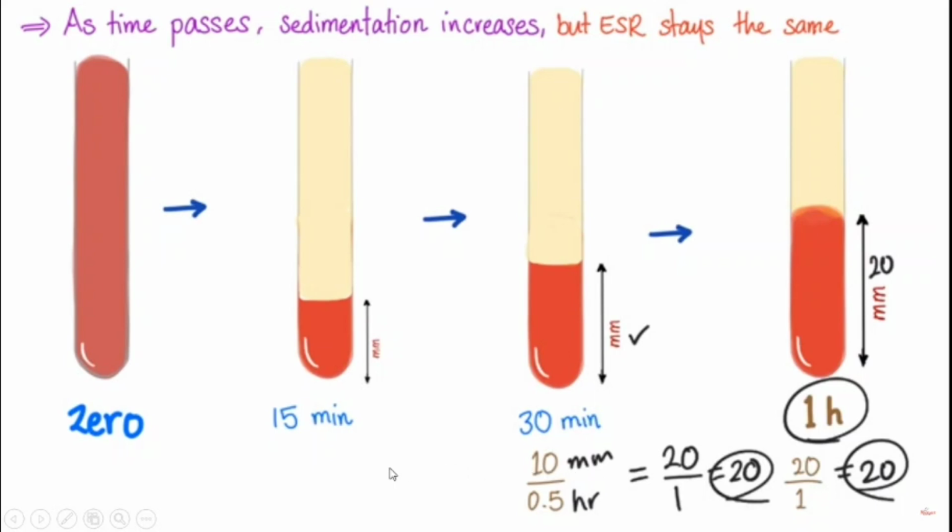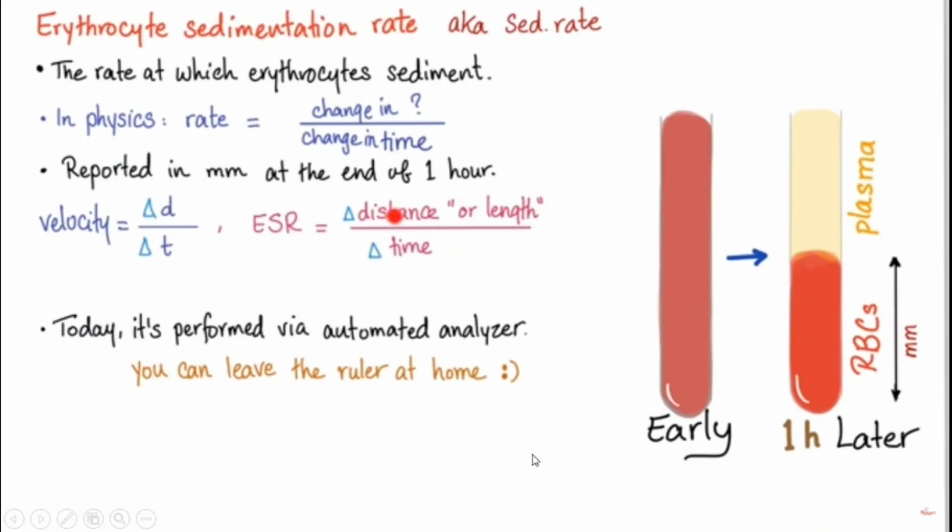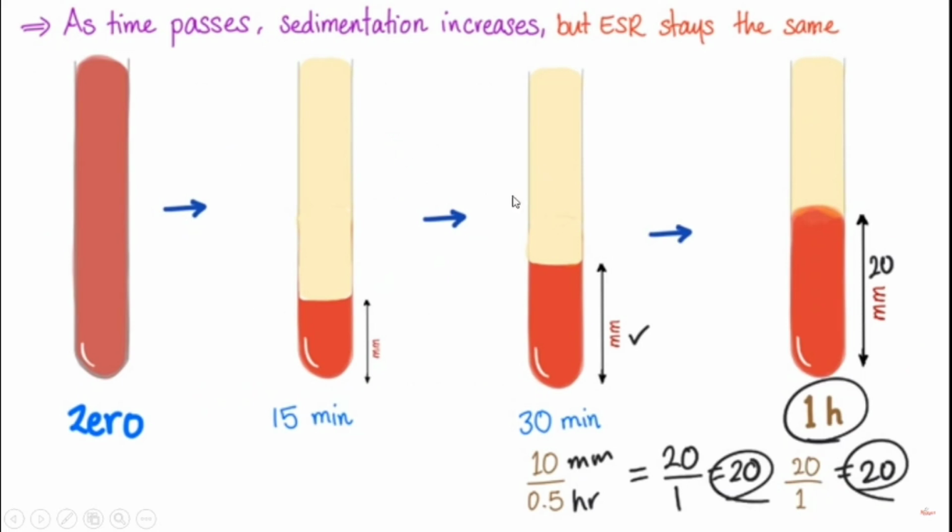So to find out the rate, you know that the formula of the rate is change in distance or length with the change in time. So the formula is length divided by time. So the length of the RBC settlement in 30 minutes, for example, is 10 millimeter, and if you divide by the time of 30 minutes, which is 0.5 hour, you will get the rate of 20.